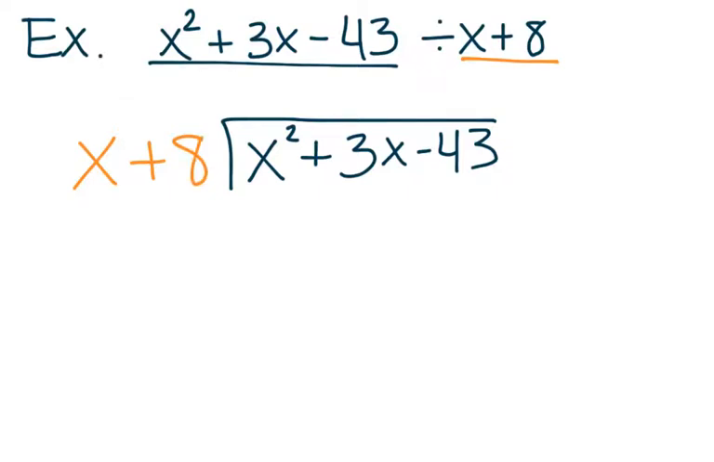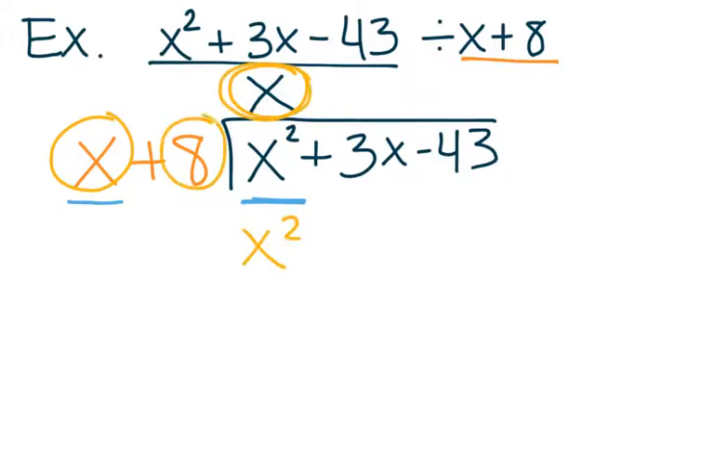And just like when we did 3 and 243, we don't look at the whole thing together. We're going to look at this and this. What would you multiply x by to get x squared? The only thing that you can multiply by would be x. Then whenever you write it up top, you multiply by the divisor. So x times x is x squared. X times 8 is 8x.